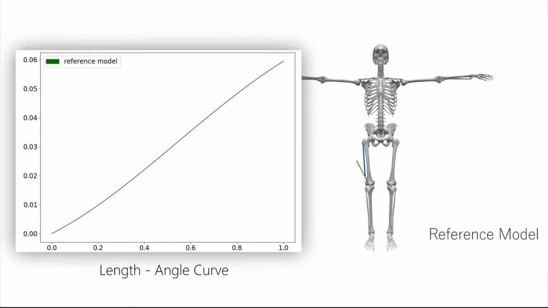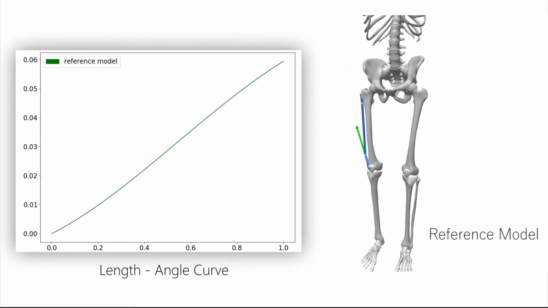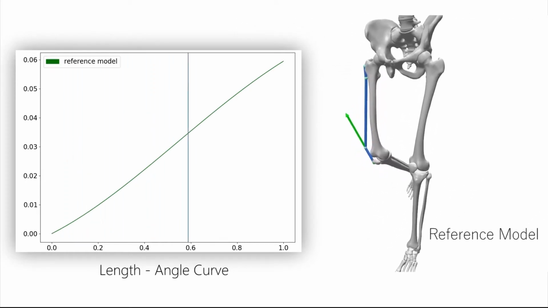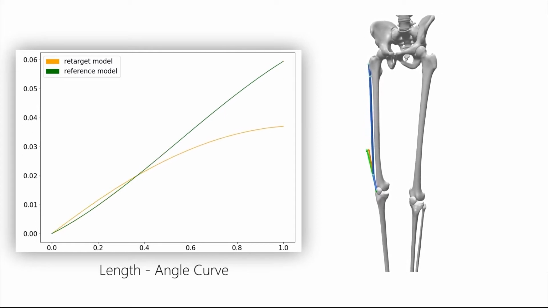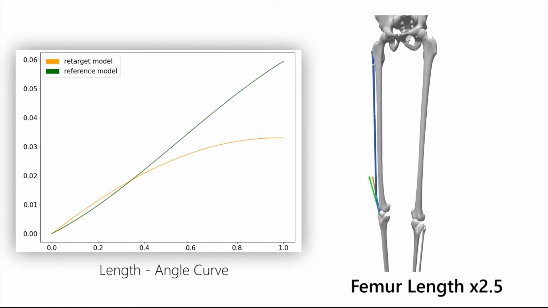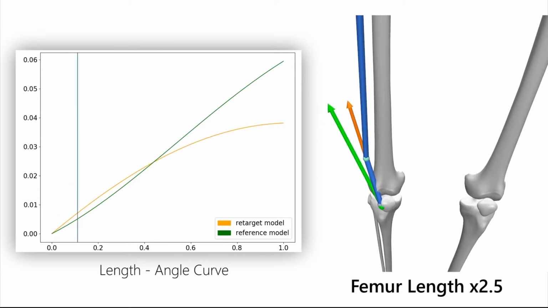The contraction of a muscle pulls the bones attached at its origin and the insertion sites. The muscle force is transmitted through the waypoints. The action of the muscle during joint motion is characterized by its length-angle curve. Vastus lateralis is a knee extensor because it shortens as the knee extends.